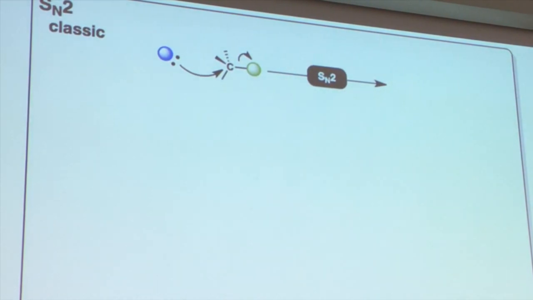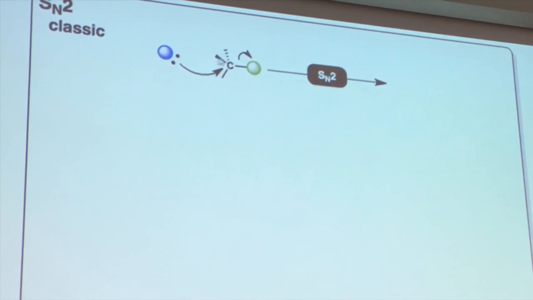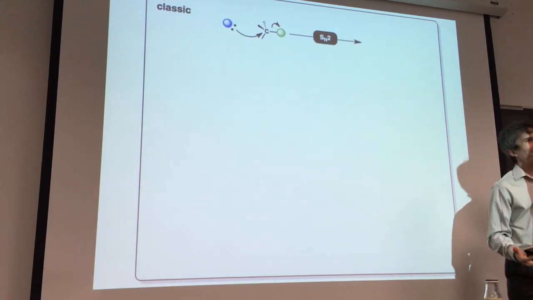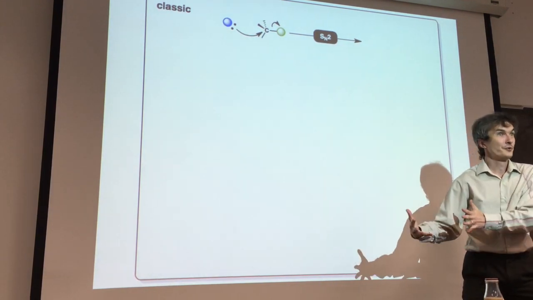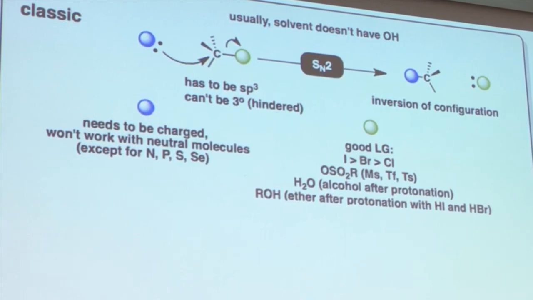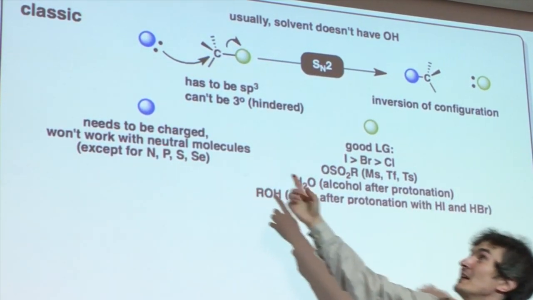Also, you see how there are no charges here. That's not a positive charge. There's some delta plus here, which means this has to be pretty strong to attack. If this is lukewarm and this is lukewarm, they will not do anything. But at least one of them needs to be strong. Hopefully both, but at least one. Yes, inversion of configuration, that's what we expect. It cannot be tertiary, it cannot be too crowded.